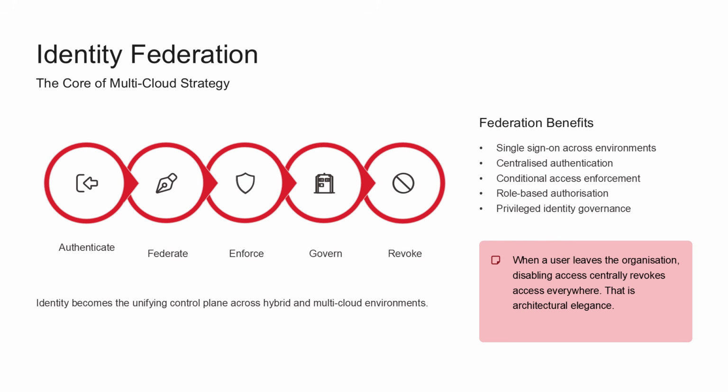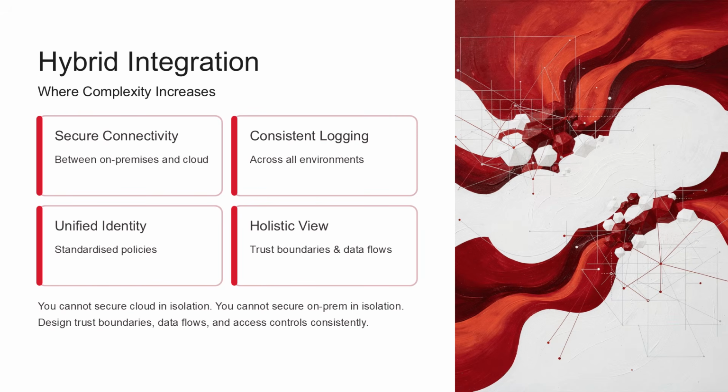Without federation, access sprawl increases, privileged accounts multiply, audit complexity expands, risk visibility decreases. Federated identity ensures that zero trust principles extend across cloud boundaries. It also simplifies lifecycle management. When a user leaves the organization, disabling access centrally revokes access everywhere. That is architectural elegance. Hybrid environments introduce additional complexity.